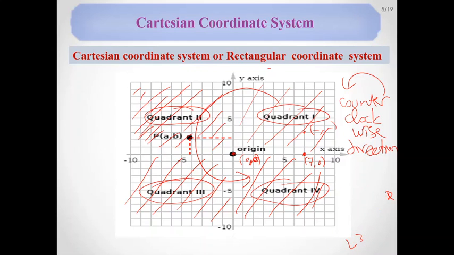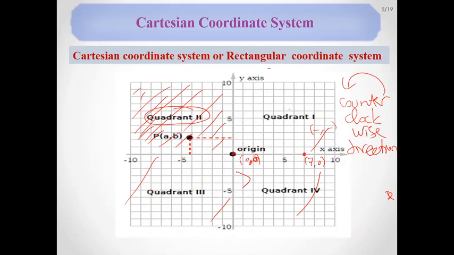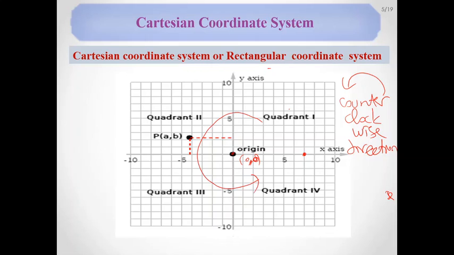So in mathematics, when dealing with the Cartesian coordinates and the angles, you will see in trigonometry, and in this Cartesian coordinate system, 1, 2, 3, it's always counterclockwise direction. So we go always counterclockwise direction.